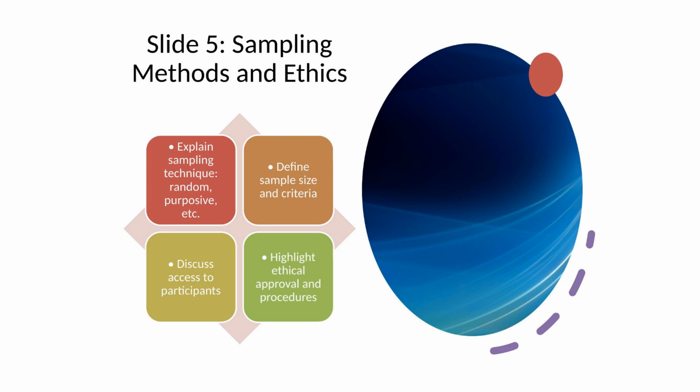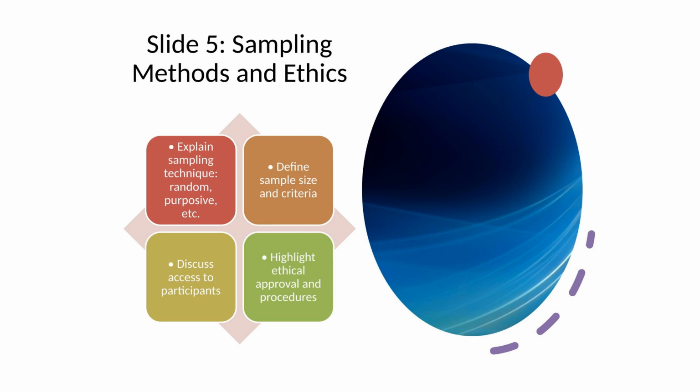Sampling is a crucial component of the methodology. Define your sampling method: probability, such as random or stratified, or non-probability, such as purposive or snowball. Choose based on the nature and aims of your study. For example, purposive sampling is ideal for qualitative research targeting specific participant traits. Clearly mention your sample size and explain why it is adequate. Discuss how you gained access to participants, for example, email invitations or institutional contacts.